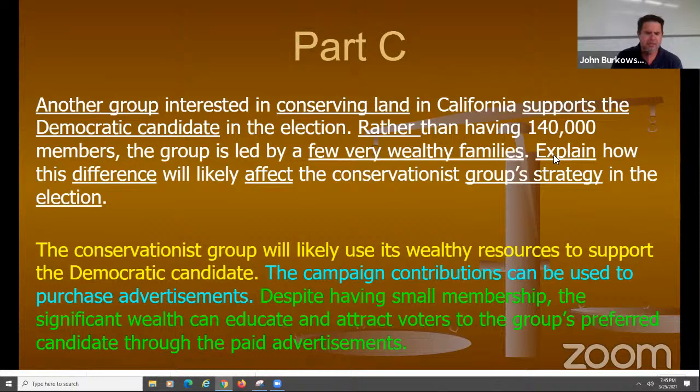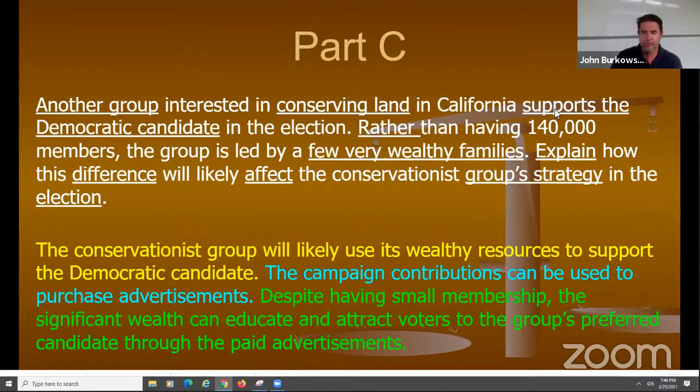Explain. Not again. Not the hard one. Right? Explain how this difference likely affects the group's strategy in the election. So what is the difference? They're wealthy versus the larger membership of the National Homeowner Association.